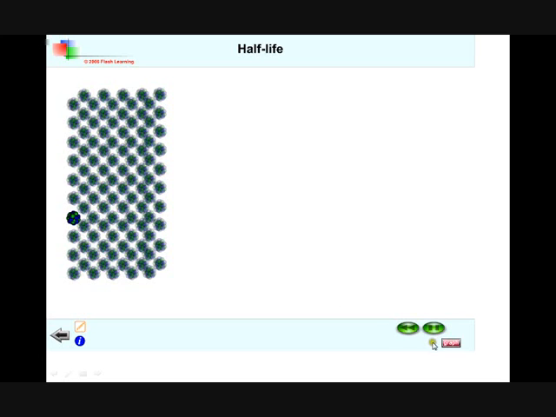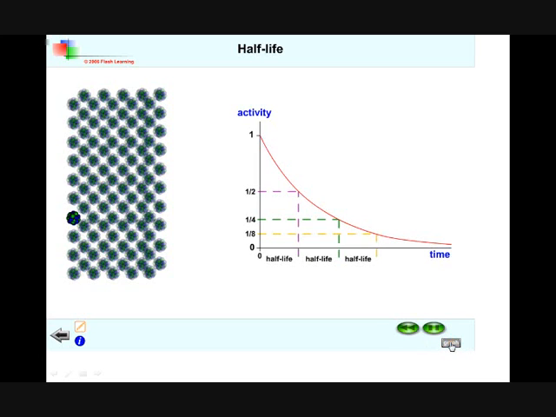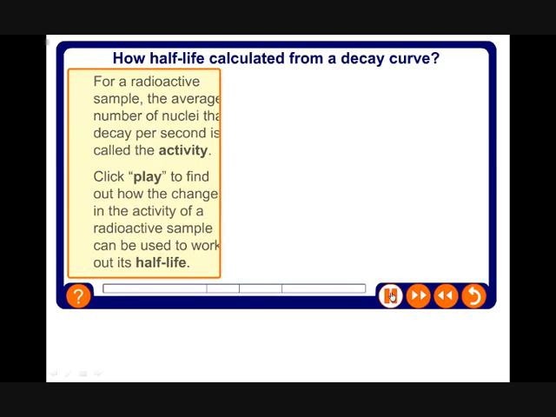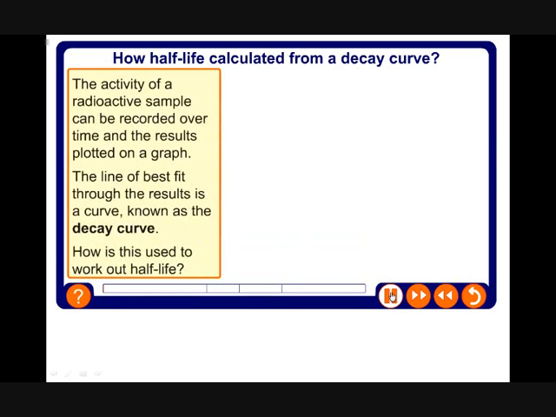If we imagine plotting a graph of this, let's just have a quick look at a graph, we would see that over time the activity is falling. And the key idea with half-life is that the half-life is the time it takes for the activity to drop to half of its original value. If we look at this next animation, this gives us some numbers on it. So if we start it off, imagine the same experiment.